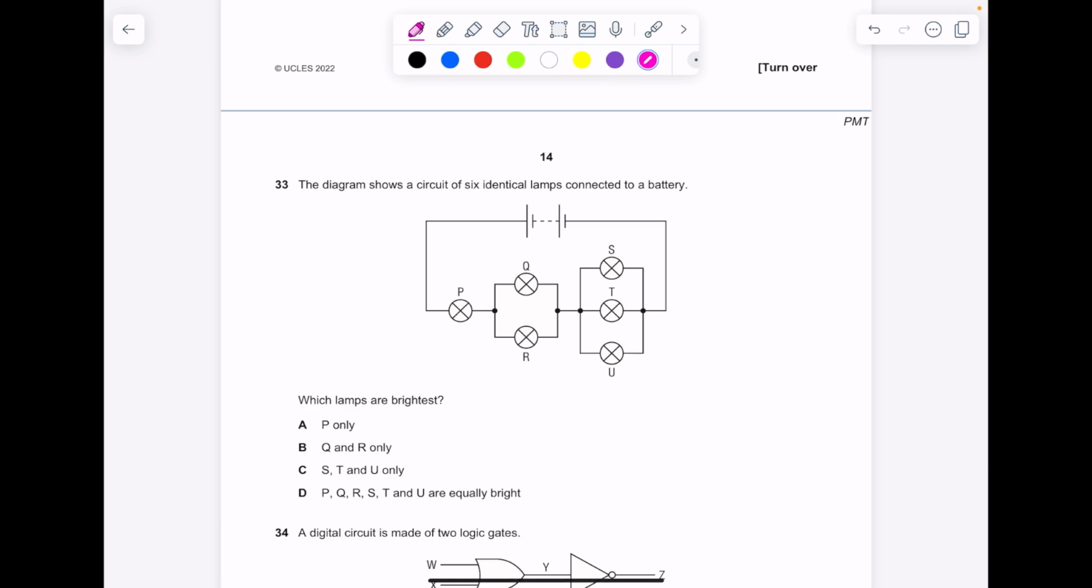The diagram shows a circuit of 6 identical lamps connected to a battery. Which lamps are the brightest? You've got quite a confusing setup here because this here is a series circuit, and a parallel circuit over here. So in all honesty, if you think about the energy flowing through the bulbs, most of that energy will be going through P, so the answer here is A, P.